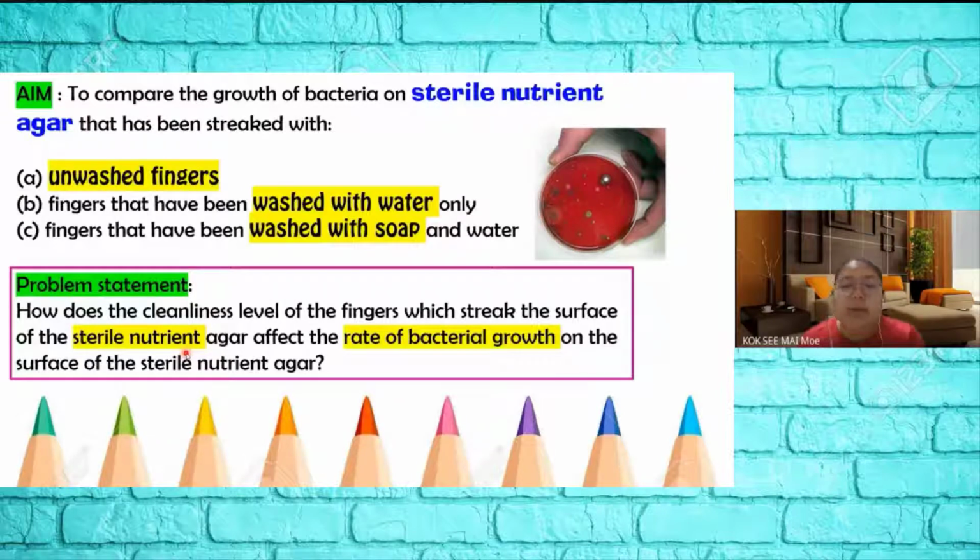If you find that the sterile nutrient agar has so many things on it, and under the microscope you see so many bacteria, that means the rate of bacterial growth is very fast. So from here we need to find out about the cleanliness level. The cleanliness level is what you control, so we can mark it. The cleanliness level is the manipulated variable. The rate of the bacterial growth is the responding variable.